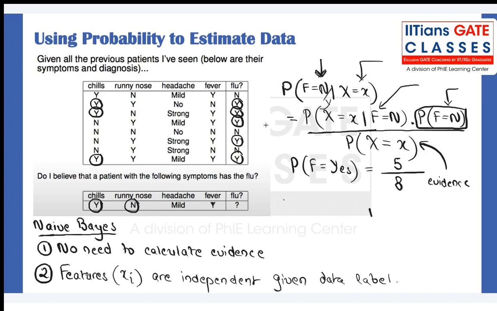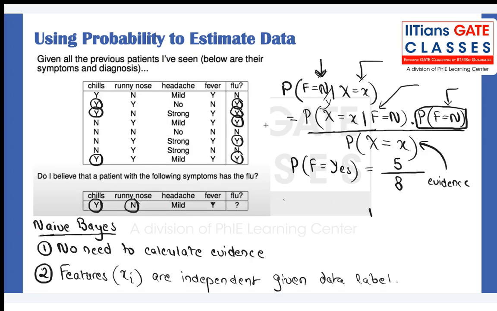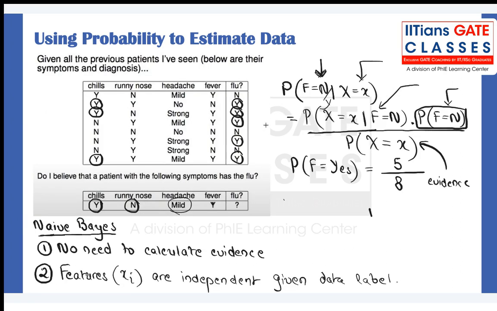Very good, 1 by 5. What is the probability that, given x3 is mild, the flu is yes? What is this? 2 by 5. Correct.